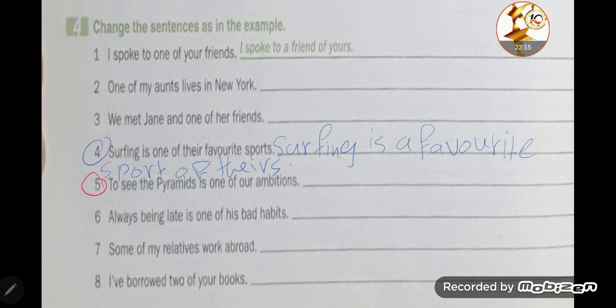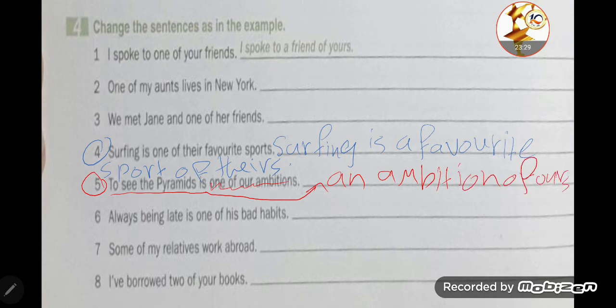Number 5. To see the pyramids is one of our ambitions. Okay, to see the pyramids حتى نشوف الأهرامات هو أحد طموحاتنا. تمام، فبحكي هون to see the pyramids is، وبكمل هون. طبعا هاي شو بدها تصير؟ Is an. والambitions شو بدها تصير؟ Is an ambition of، والhour بدها تصير hours. Is an ambition of ours.